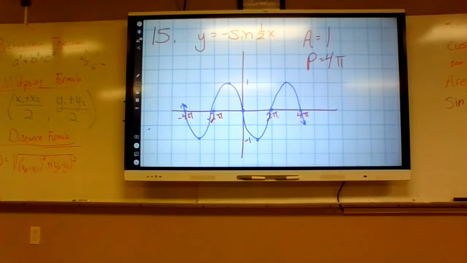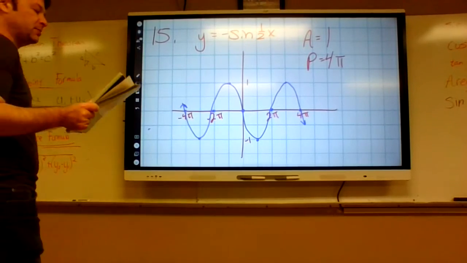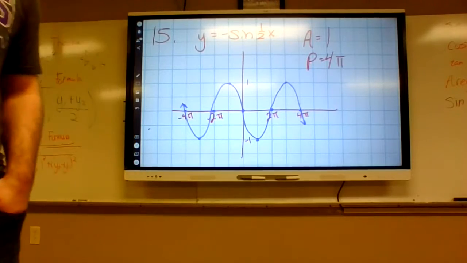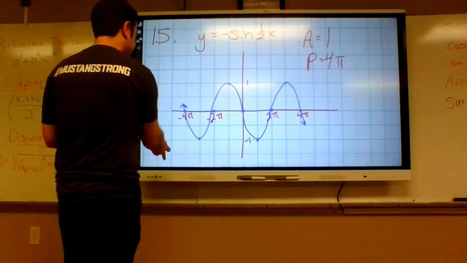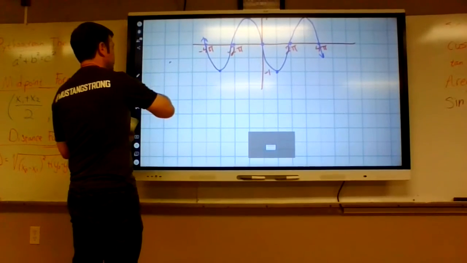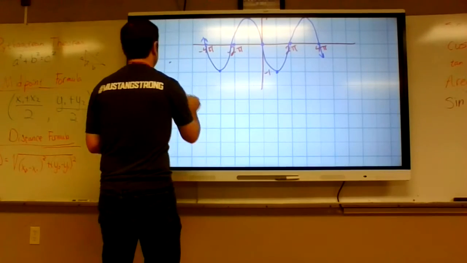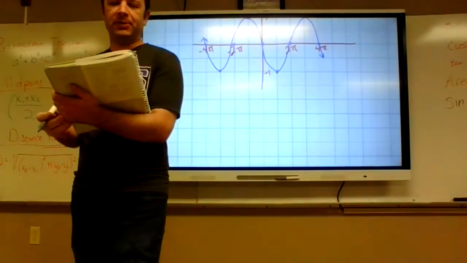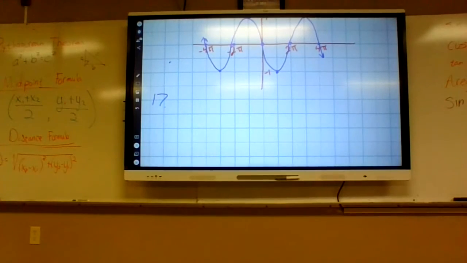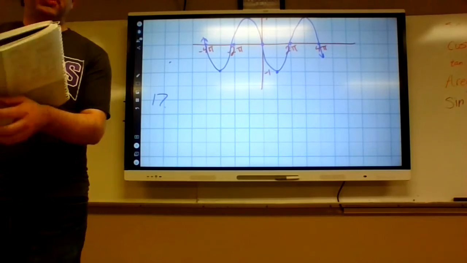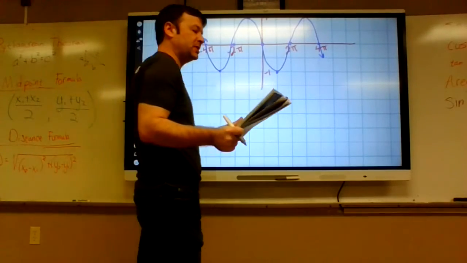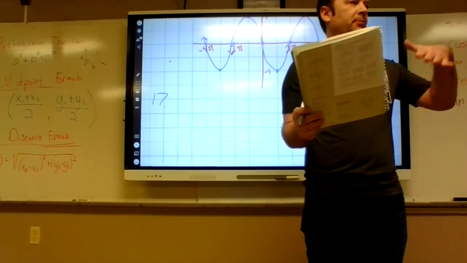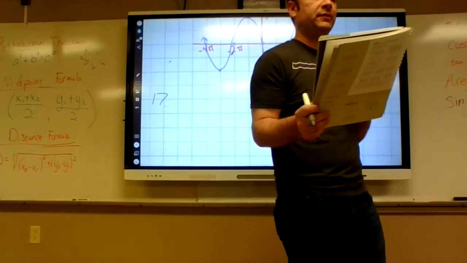Alright, on 17, write a function of the form y equals a sine bx or y equals a cosine bx for each graph. Are you guys with me? Okay, so remember it kind of starts with the amplitude. Do you guys know what the amplitude would be on number 17? 4, because it's going up 4 and down 4 from the middle of the graph. So the amplitude is 4.